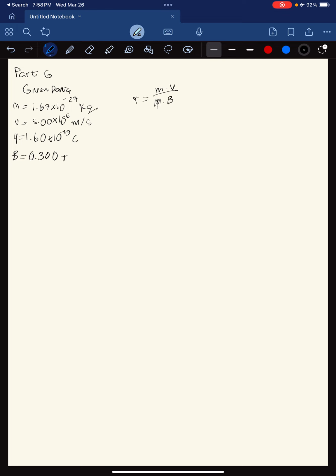So let's get it to work right here. The mass is 1.67 × 10^-27 kilograms, times 5.00 × 10^6 meters per second, over 1.60 × 10^-19 coulombs multiplied by 0.300. Perfect. So we'll get that to the calculator.